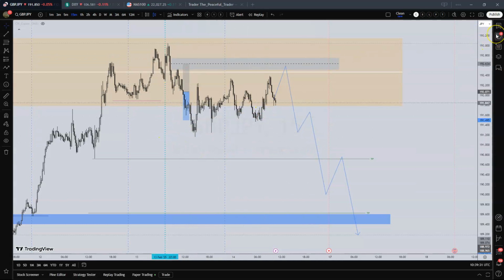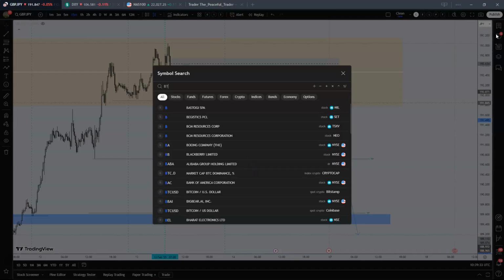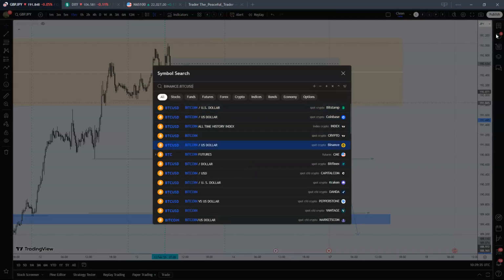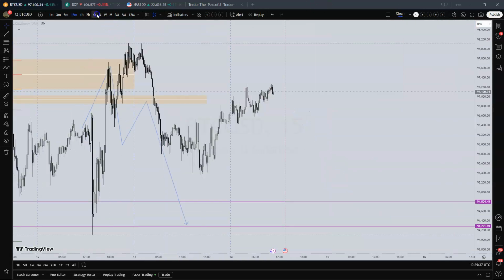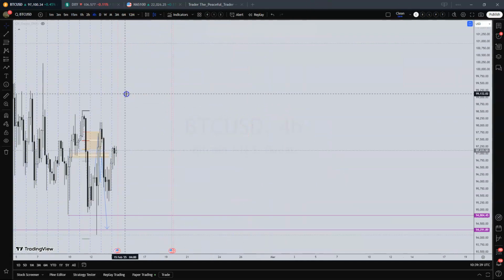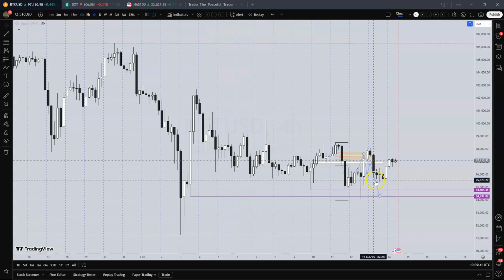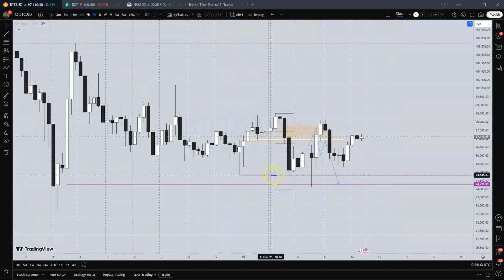And then finally, let's have a look at Bitcoin. Why are we looking at Bitcoin? Well, let's have a look here. We were looking at the momentum to the downside, looking to hit these lows, which we did. We went into the low before making a retracement.